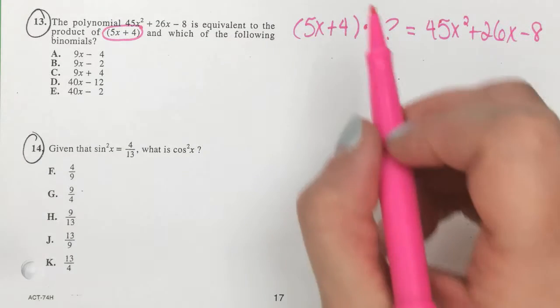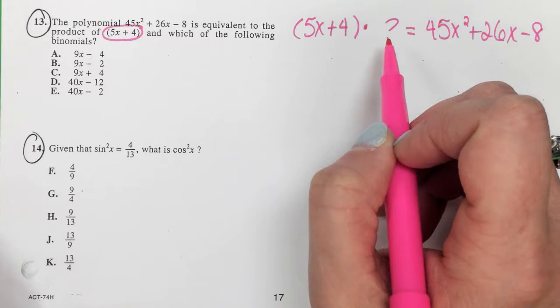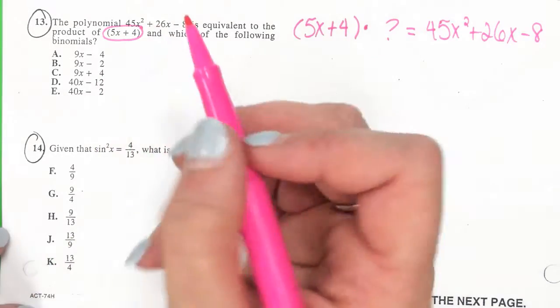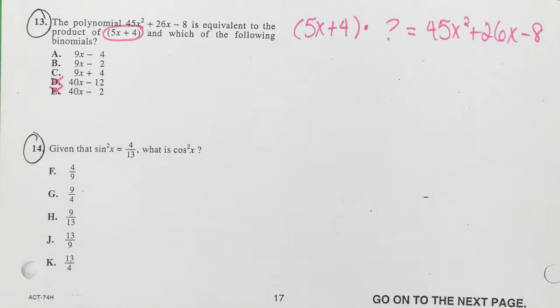Right here, I'm going to have to say 5 times something. 5 times something is 45. What's 5 times what is 45? What's the only one that's got 9? A, B, and C, right? So I'm not going to pick D or E. Does that make sense to everybody?